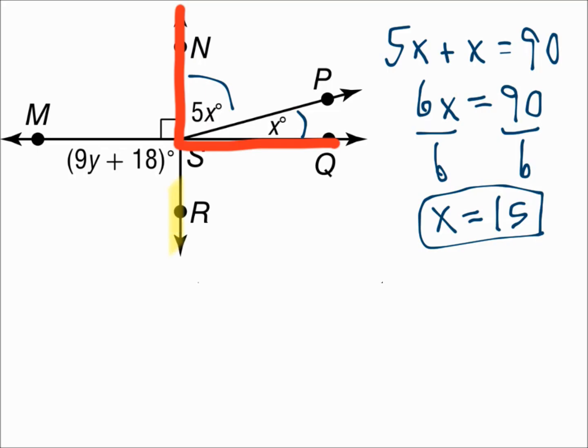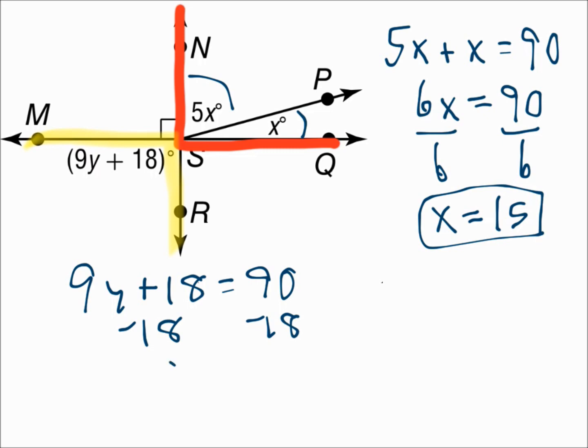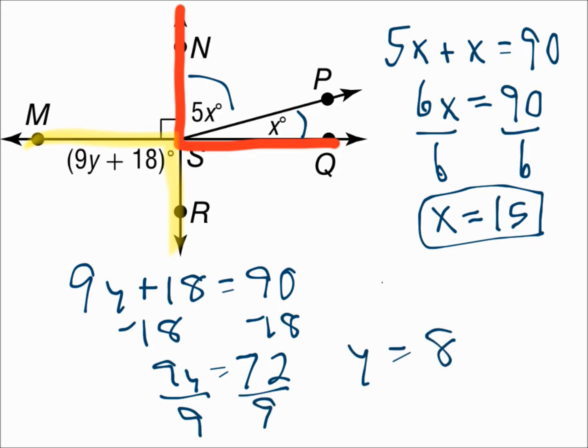For y, the 9y plus 18 also forms a right angle. So 9y plus 18 equals 90. Subtract 18. 9y is 72. And when you divide by 9, y is 8. So remember, when things equal 90, make them equal 90. If two things add up to equal 90, add them up to equal 90.